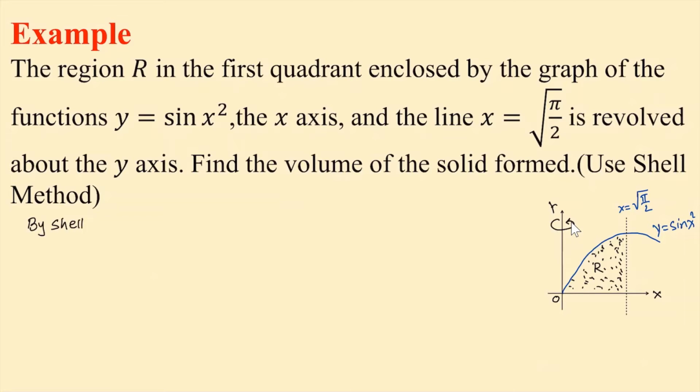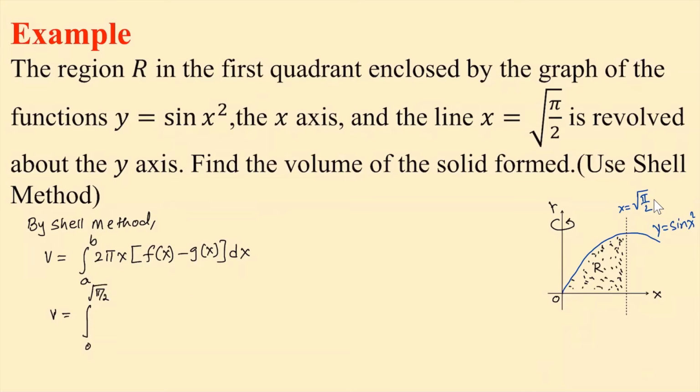By cell method, volume V is equal to the integral from a to b, because we are integrating with respect to x, of 2 pi x times f of x minus g of x, integrated with respect to x. So volume will be equal to the integral from a to b. We are integrating from here, x equal to 0 to x equal to square root of pi over 2.